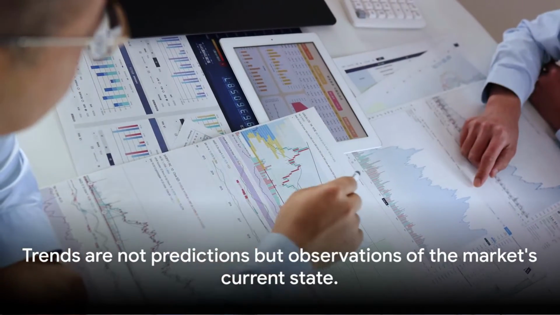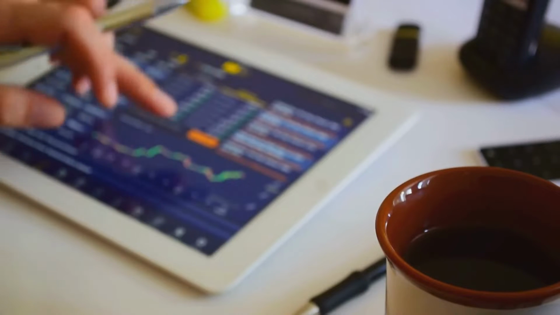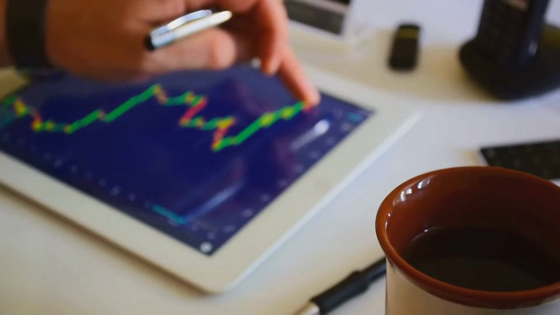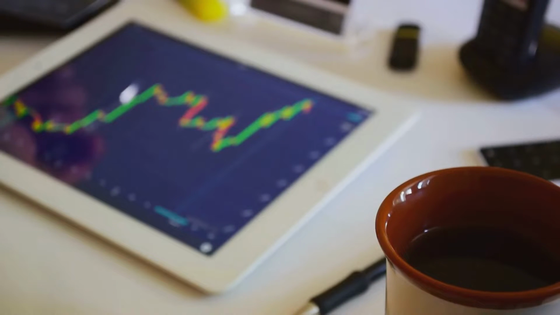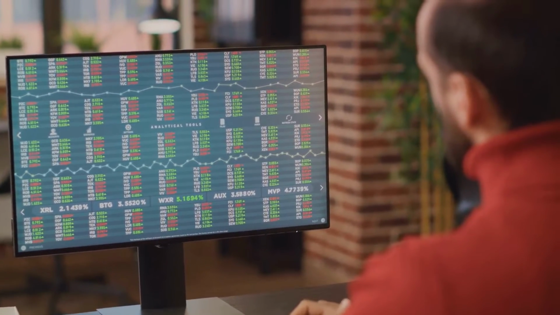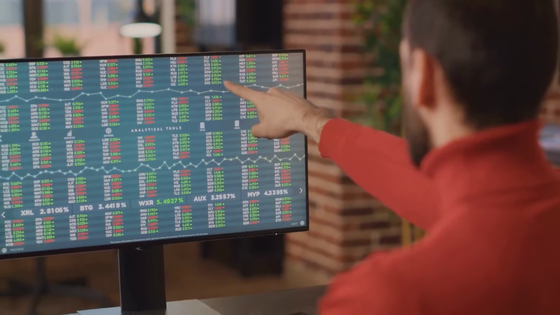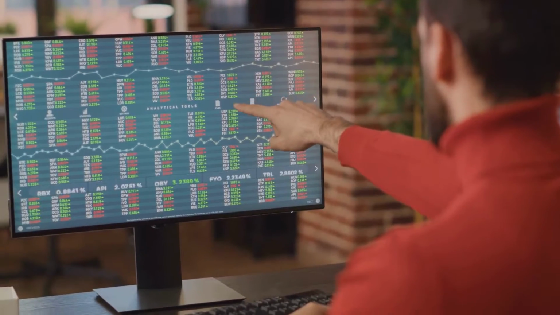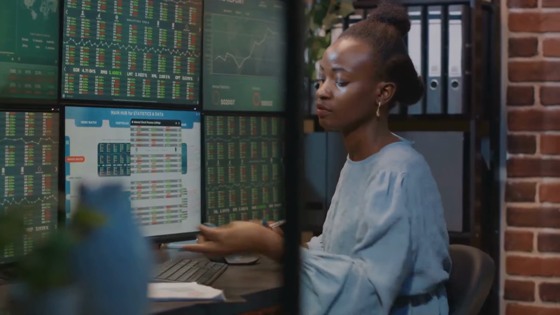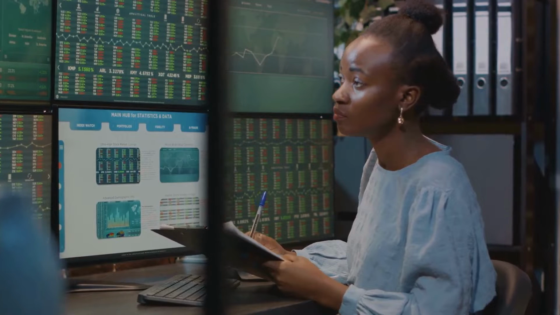However, remember that trends are not predictions, but observations of the market's current state. They do not guarantee future performance. It's also essential to consider other factors, such as market volatility and economic indicators when trading US30. Understanding market trends is more than just recognizing patterns. It's about making sense of these patterns and using this knowledge to guide your trading decisions, whether you're considering a short-term trade or a long-term investment in US30. Recognizing market trends allows you to make informed decisions when trading US30.